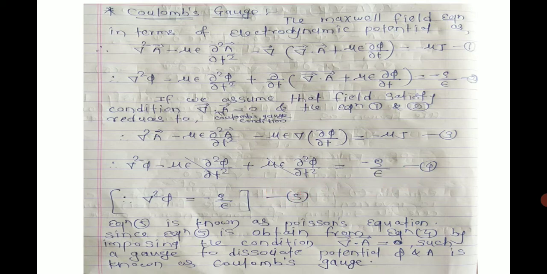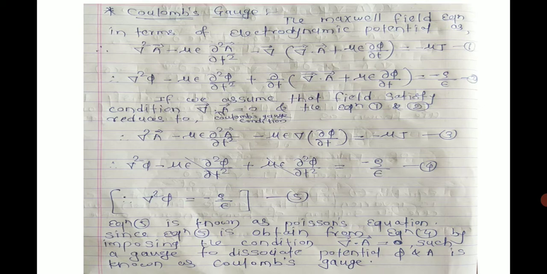And then equation 4 reduces to del square phi; these two terms cancel. That means del square phi is equal to minus rho divided by epsilon. This is equation number 5. This is the famous equation, equation 5, known as Poisson's equation.